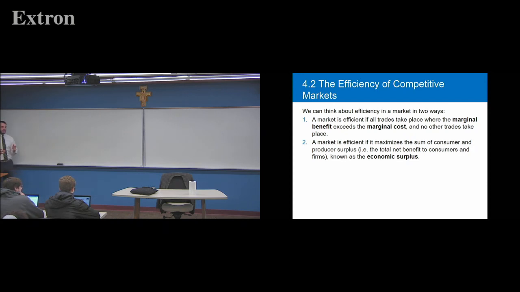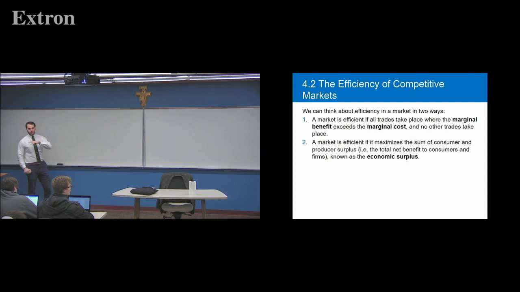The efficiency of competitive markets. So we can think about the efficiency of markets in two ways. It's efficient when all trades take place where the marginal benefit exceeds the marginal cost and no other trades can take place making both parties better off. And we can also think of it as efficient if it maximizes the sum of consumer and producer surpluses. So the total net benefit to consumers and to firms. This idea is economic surplus, or the total surplus of both sides of the market combined.